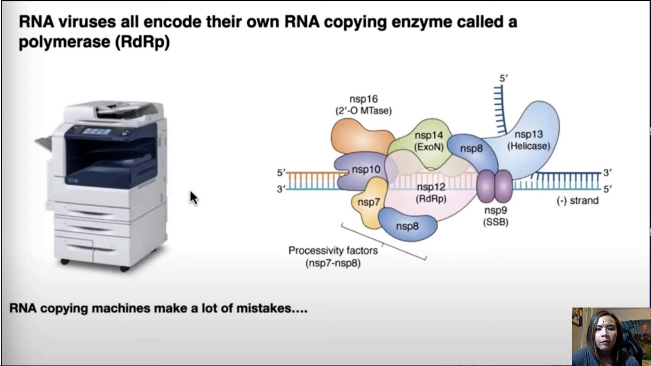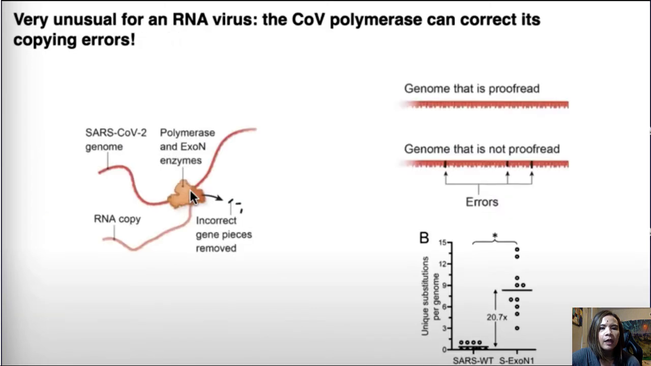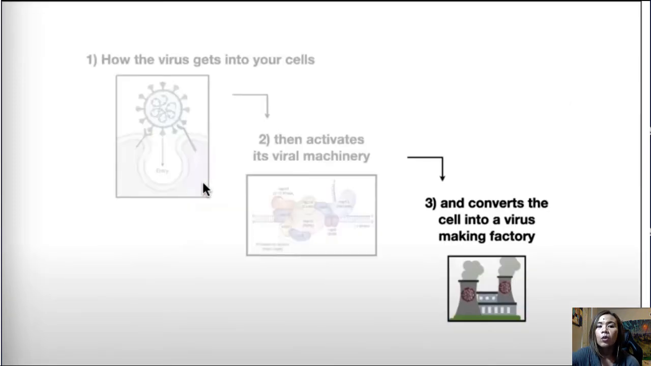Now, while RNA copying machines make lots of mistakes, this one has a proofreading mechanism, and probably that is the reason why the genome of the coronavirus is extra long compared to other RNA viruses. This copy editor actually travels along with the polymerase, and it detects errors, like a wrong nucleotide. The editor will kick that error out and replace it with the correct nucleotide. So now that the coronavirus has made its set of viral machinery, what is it going to do with that machinery?